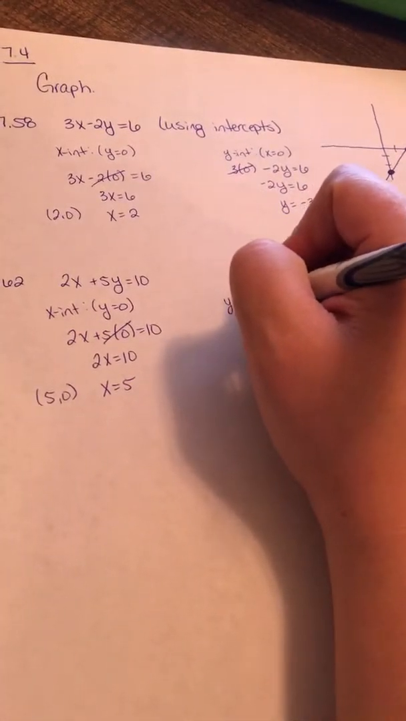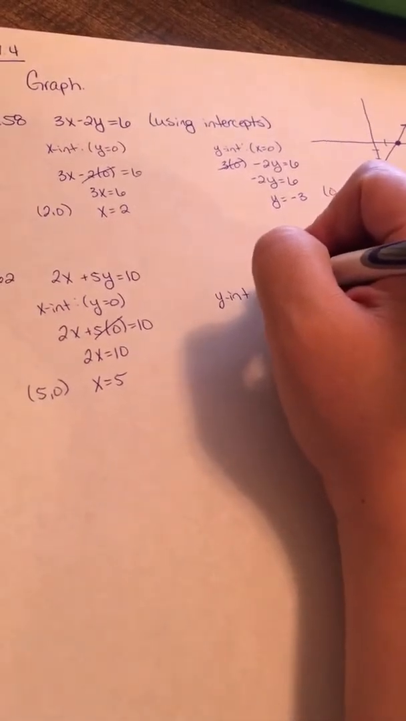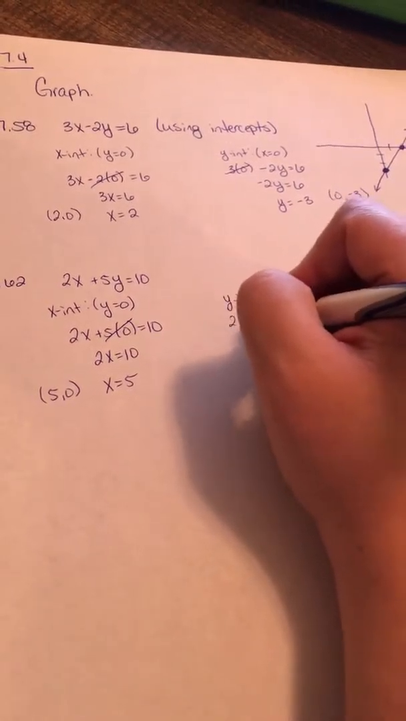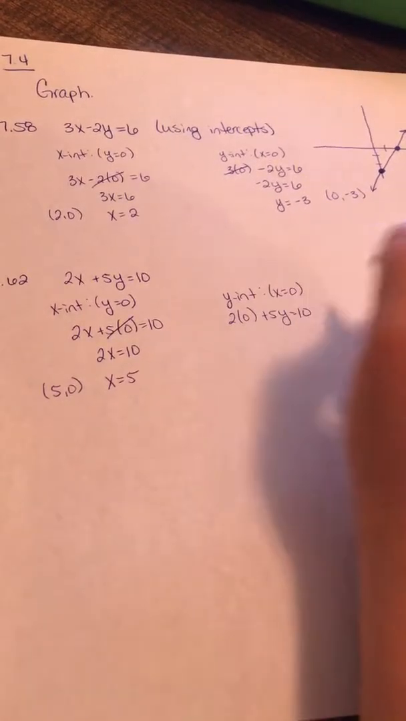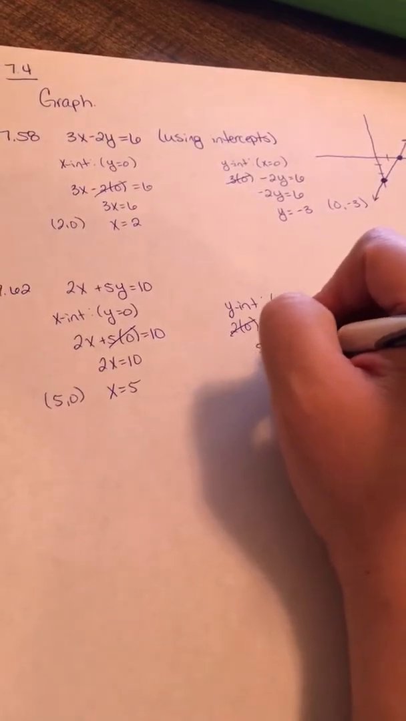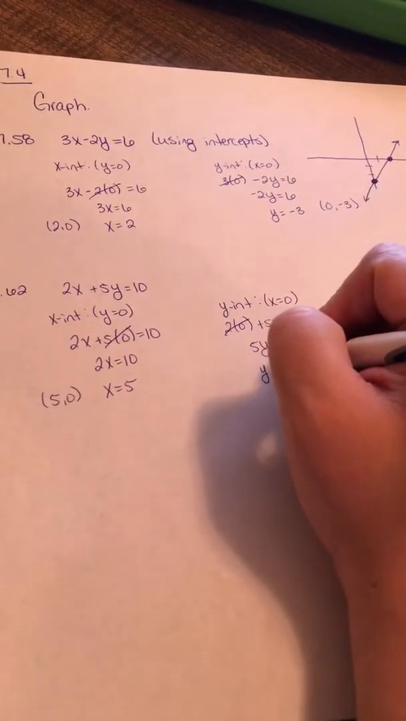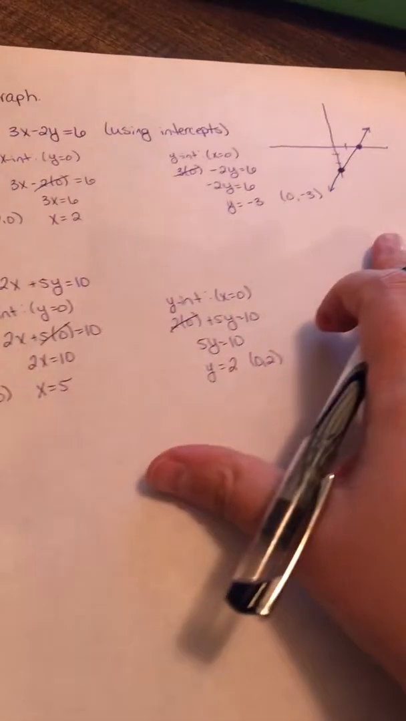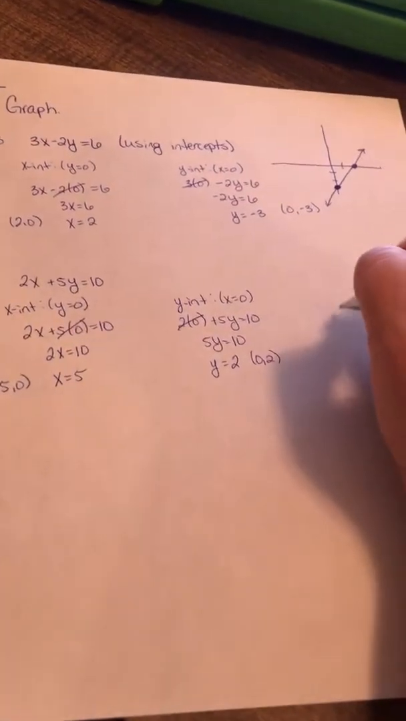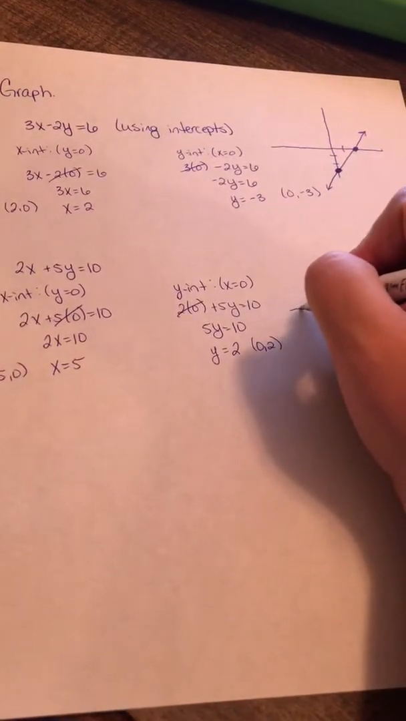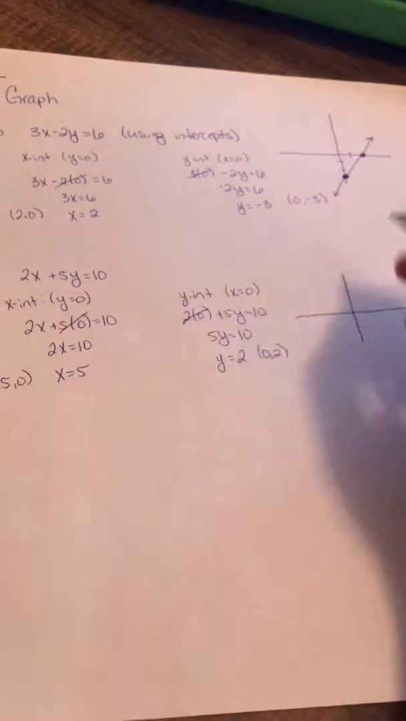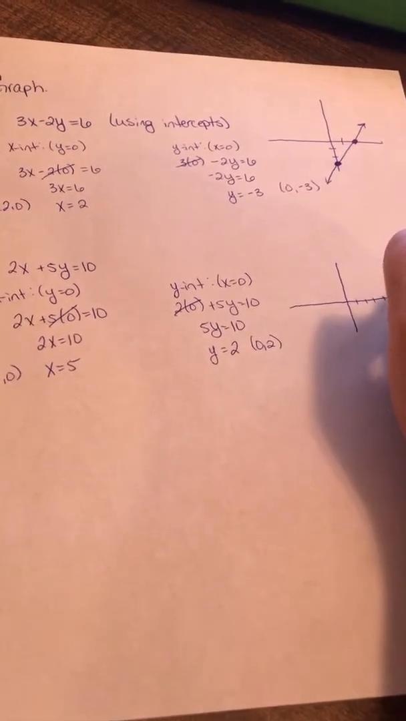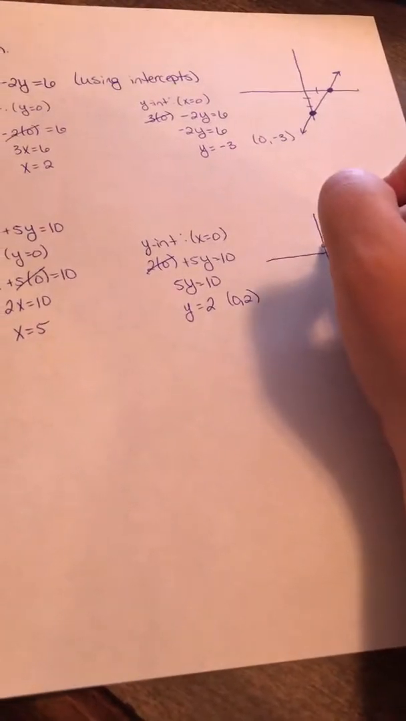To get my y-intercept, I'm going to plug in x equals 0. I'm going to have 2 times 0 plus 5y equals 10. So 5y equals 10, divided by 5, 10 divided by 5 is 2. Plot these 2 intercepts and draw a line. So x is 5, so I go 1, 2, 3, 4, 5. And y is 2, so I go 1, 2.